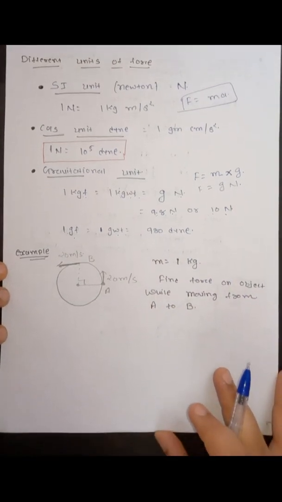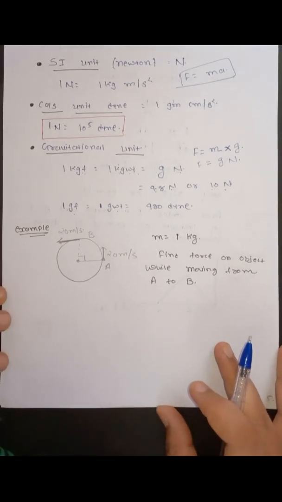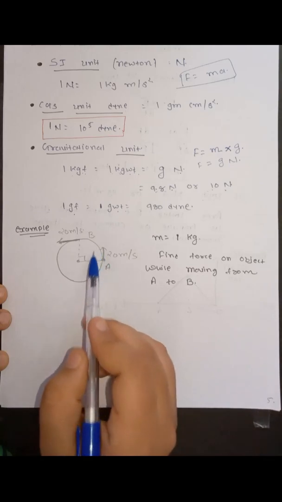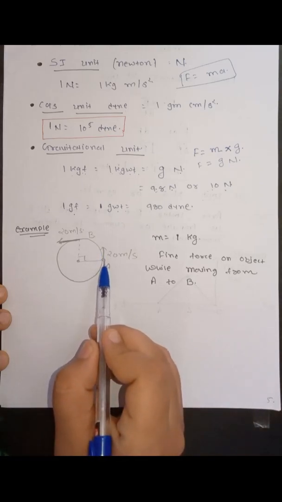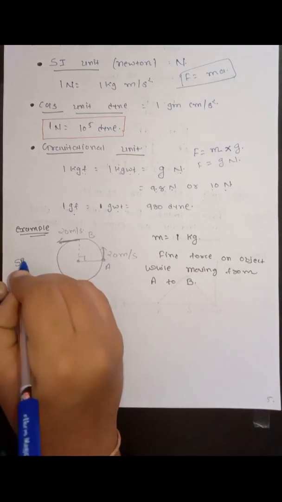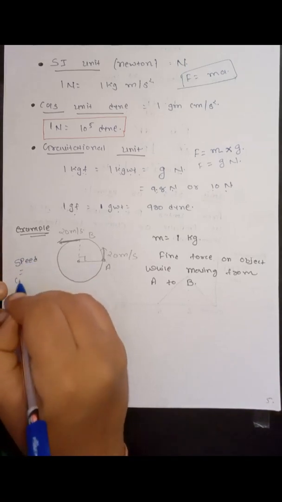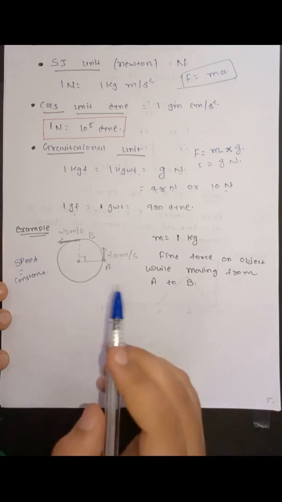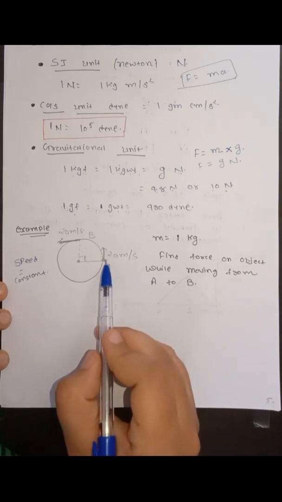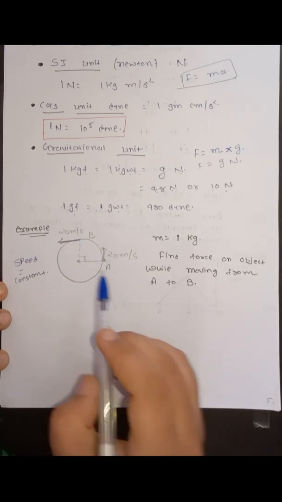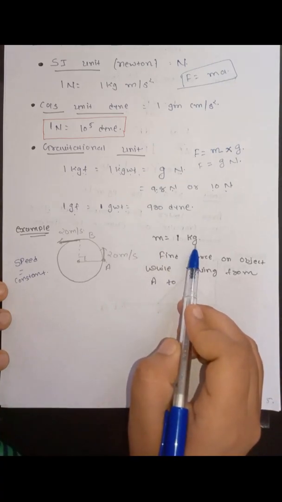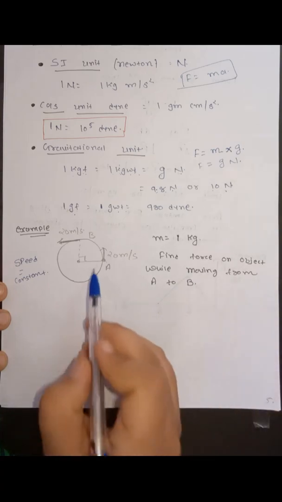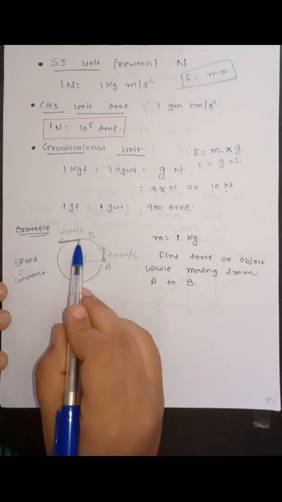Now let us see one example on force. An object is moving on a circular path with constant speed. Remember, here the speed is constant, not the velocity. It is moving with a constant speed of 20 meter per second. The mass of the object is 1 kg. We want to find the force on the object while moving from A to B.